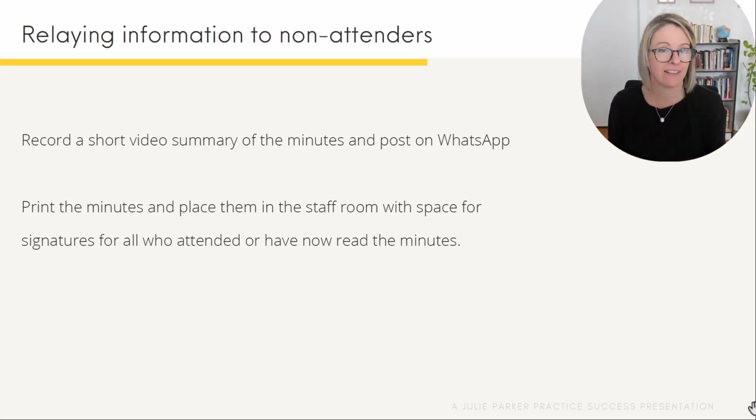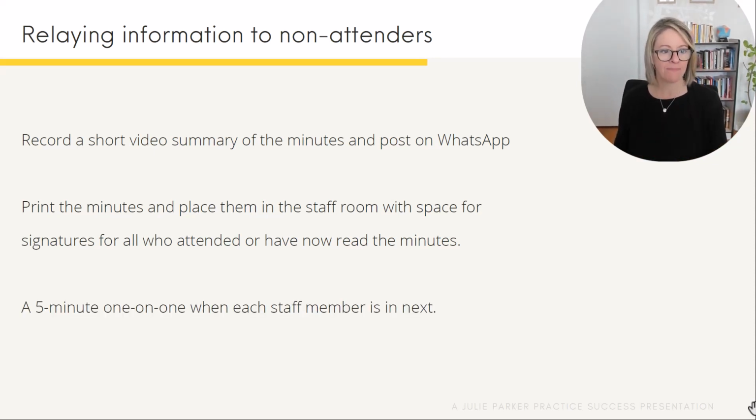So if they want to gain greater clarity over one particular point, they can ask the others who were at the team meeting, what happened on this point? That's interesting. What do they mean by this? So that's also a very effective way of making sure that non-attenders get a chance to get the content of the staff meeting, get all the messages that were raised.